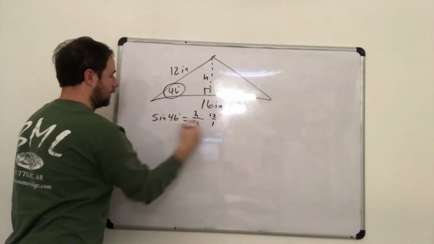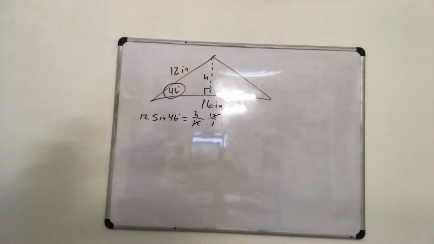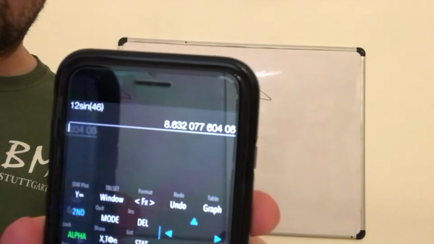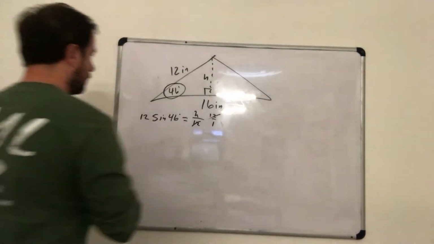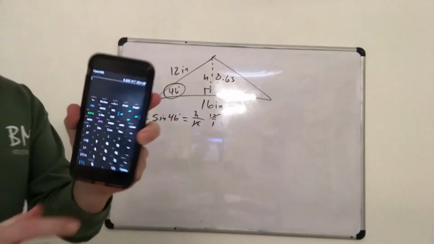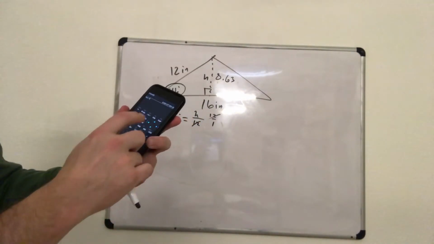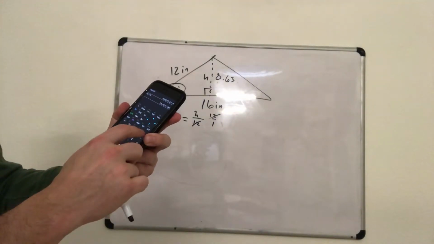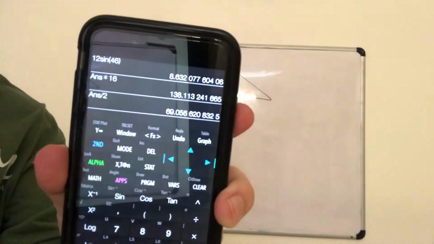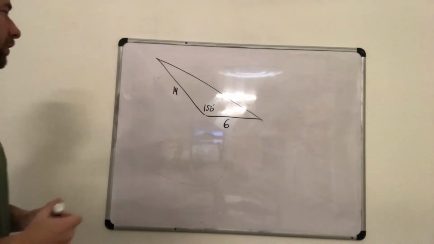We'll multiply both sides times 12. And so you put 12 sine 46 in your calculator, and you get that 12 sine 46 is 8.63. So our height is 8.63. And you can leave that, I would encourage you to leave that in your window. You multiply that times the base, which is 16, equals, divide that by 2. And then you should have your answer is 69.05.